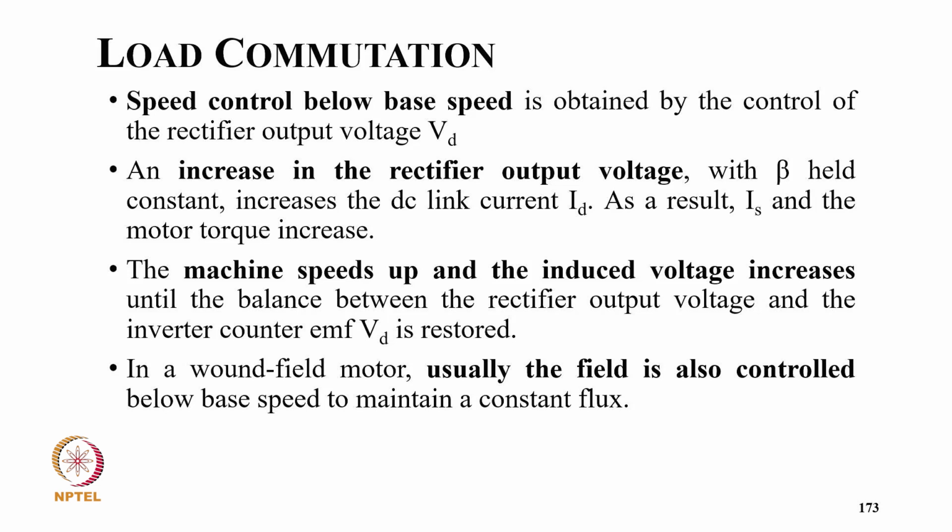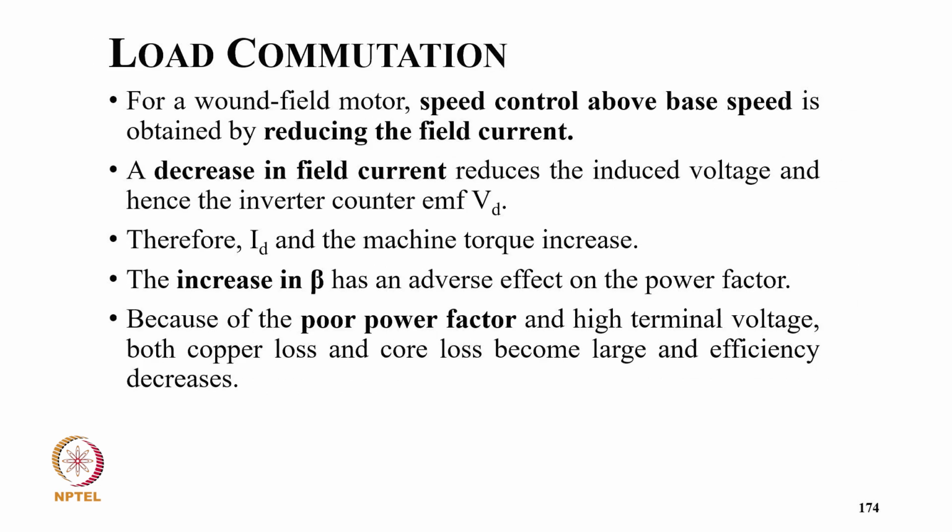Now coming to speed control, below the base speed it is obtained by the control of the rectifier output voltage VD. An increase in the rectifier output voltage with the beta held constant increases the DC link current ID, and as a result IS and the motor torque increase. The machine speeds up, and the induced voltage increases until the balance between the rectifier output voltage and the inverter counter EMF VD is restored. In a wound field motor, usually the field is also controlled below the base speed to maintain the constant flux. For a wound field motor, speed control above base speed is obtained by reducing the field current.